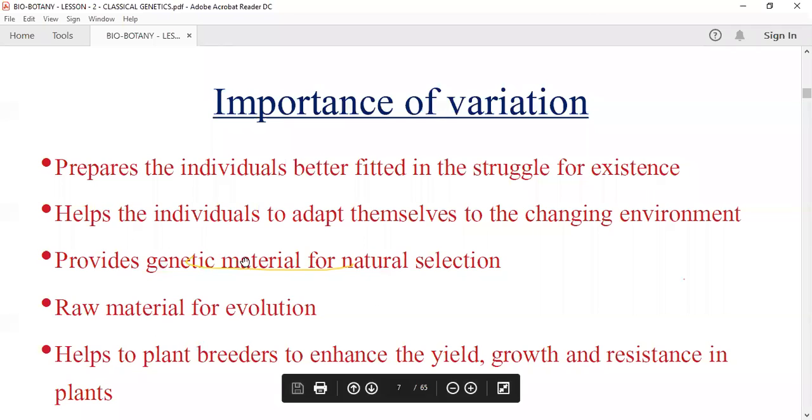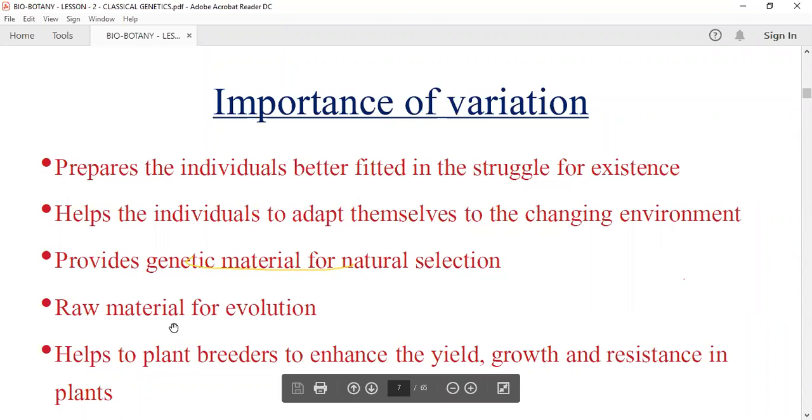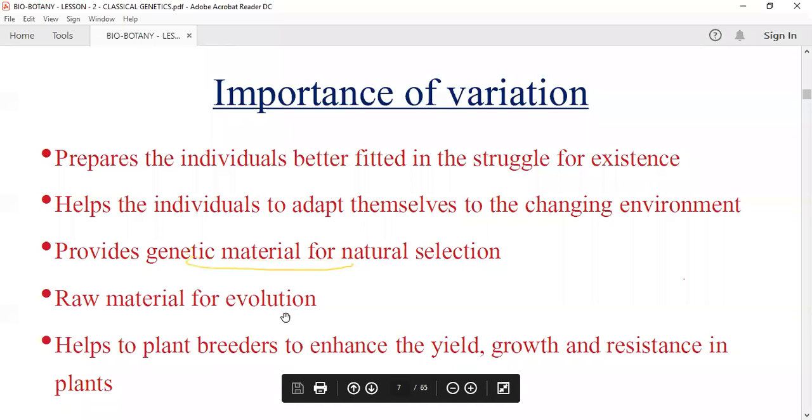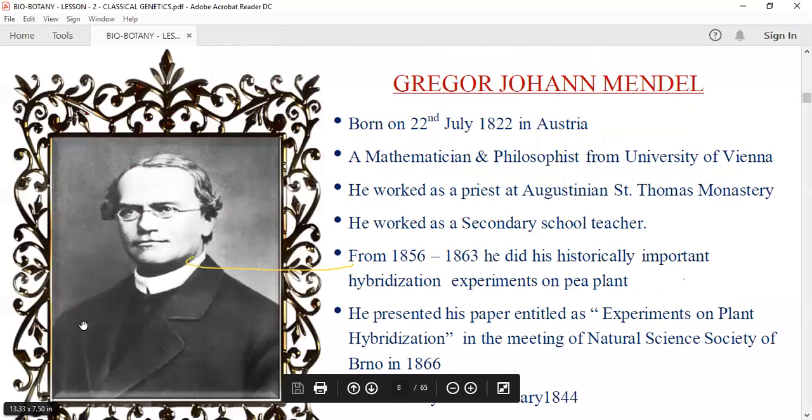And next, it provides the genetic material for natural selection. If variation is there, they can produce the genetic materials, and then raw materials for evolution are available. And next, it helps plant breeders to enhance the yield, growth, and resistance in plants. So these are the importance of variation. This is also an important question.